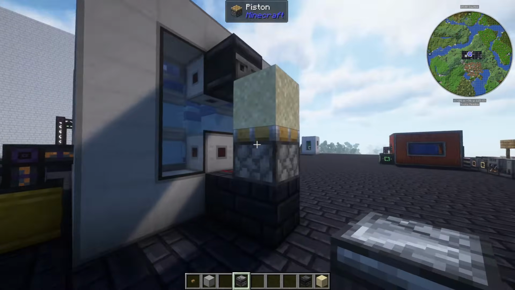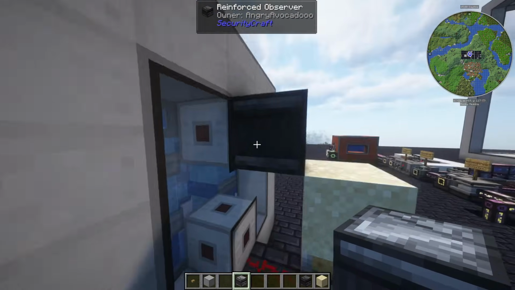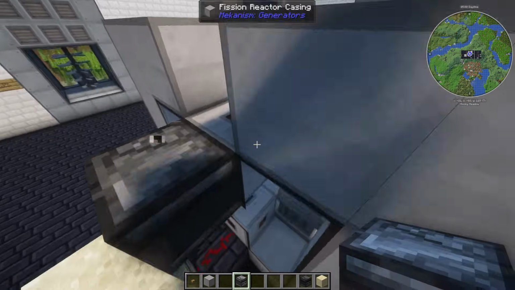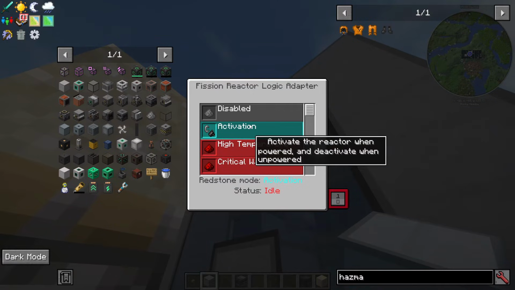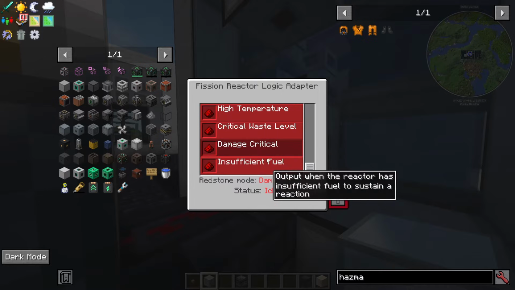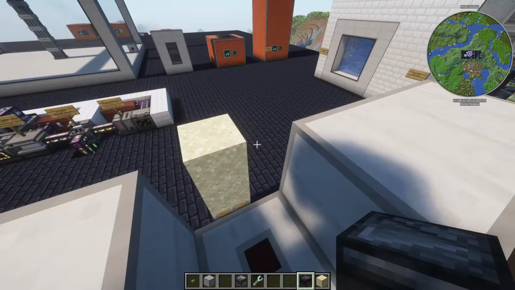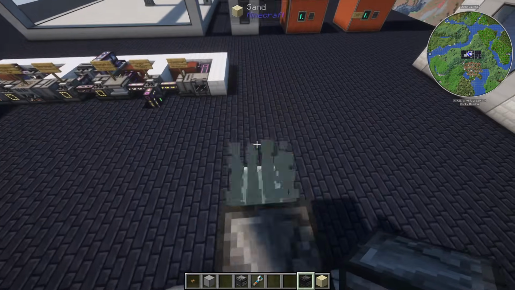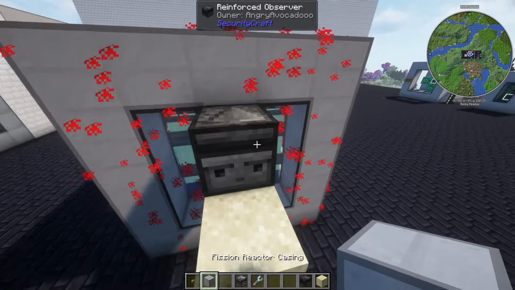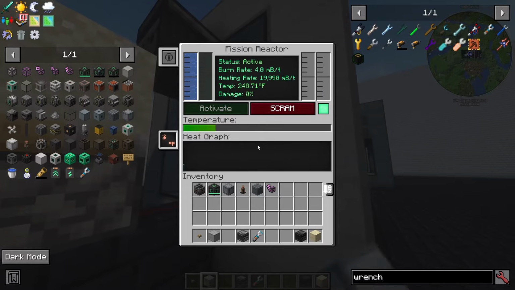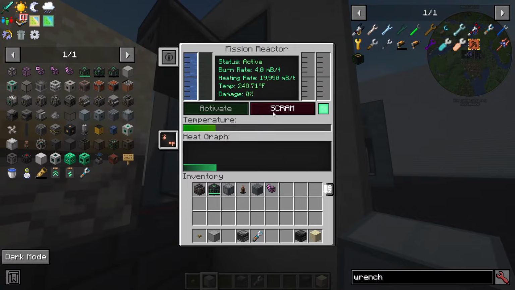As we can see, I have the top reactor logic port here. I'm going to show you here. I have the top one set to activation, and then I have the bottom one here set to damage critical. So once I place this observer back, we can see that it is observing this side here. I'll place this back right here, and now the reactor is, as you can see, on, because scram is selectable here. So now it's off, status disabled, and now it's on, status active.